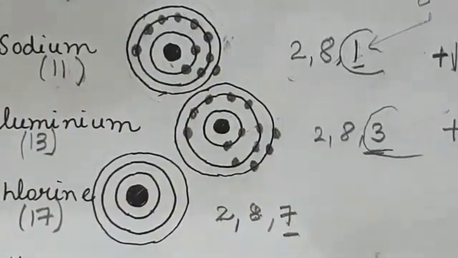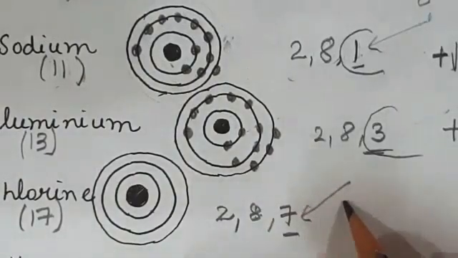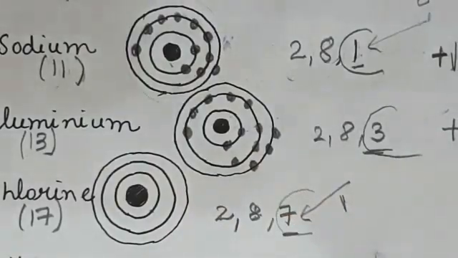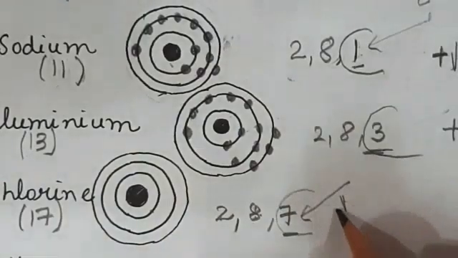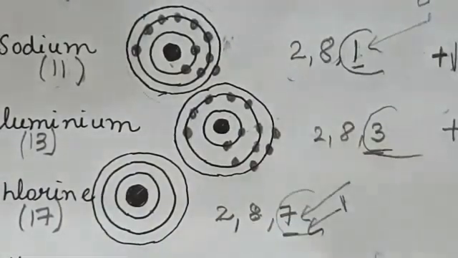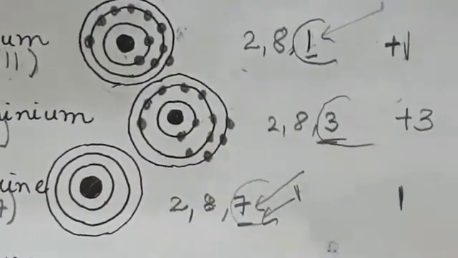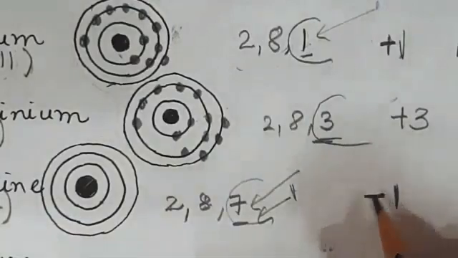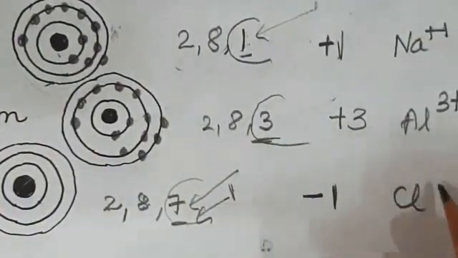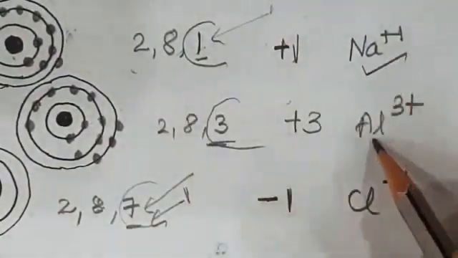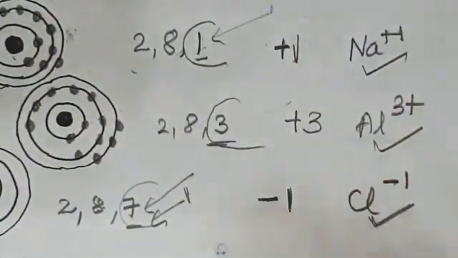Now, what is the valency? We need to make this 8. So, either it will gain 1 electron or it will lose 7 electrons. Which one is easy? Gaining 1 electron or losing 7 electrons? Gaining 1 electron is easy. So it will gain 1 electron. So valency is 1 because it is gaining 1. So what is the charge? It is gaining, minus. So that's why chlorine is written as Cl negative. This is cation and this is anion. Clear, students?